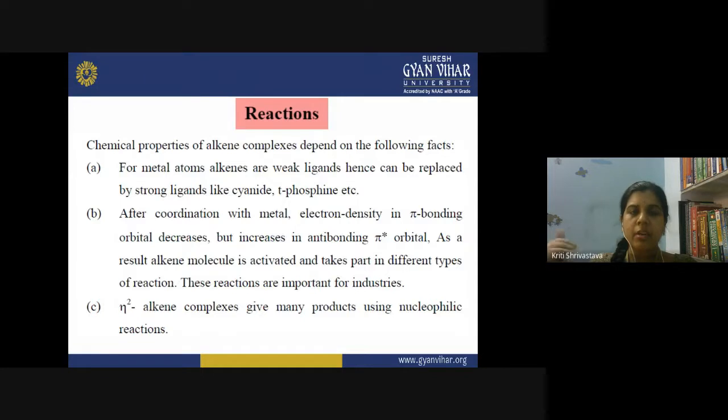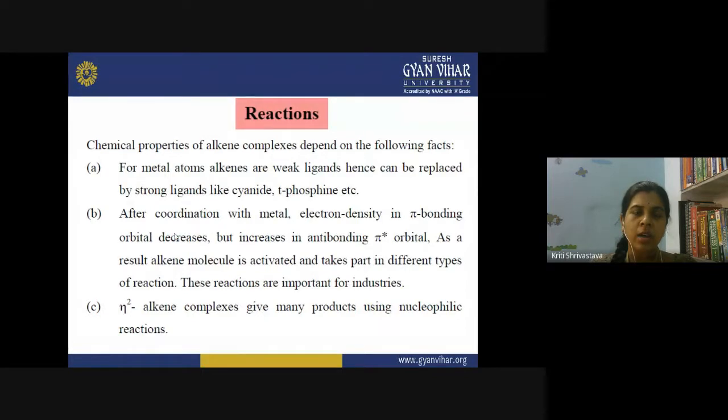Then the second important feature about such complexes: after coordination with the metal, the electron density in the pi bonding orbital decreases. But it is increasing in the anti-bonding pi star orbital, and what will happen? As a result of this, the alkene molecule is activated. Why will it be activated? Because the electron density is more in the anti-bonding orbital, and the anti-bonding orbitals have higher energy as compared to the bonding orbitals.